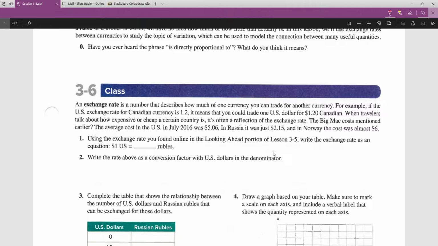The Big Mac costs mentioned earlier: the average cost in the U.S. in July in 2016 was $5.06. In Russia, it was $2.15. In Norway, the cost was almost $6.